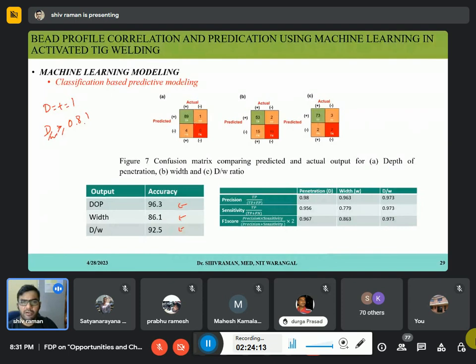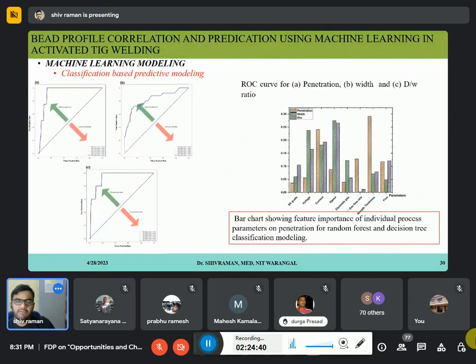So we have very few type 1 and type 2 errors. Based on that, we are able to check the precision, sensitivity, and F1 score of our classification model. The precision, sensitivity, and F1 score are quite good for penetration and D by W ratio, which is quite acceptable. Then we check the performance using a probabilistic curve, the ROC-AUC curve.